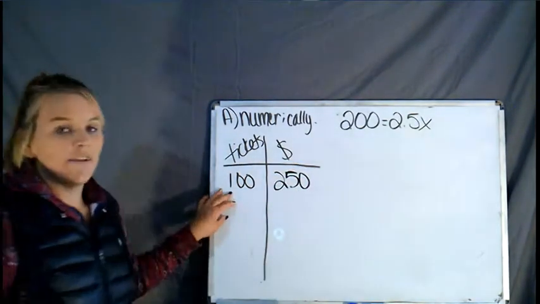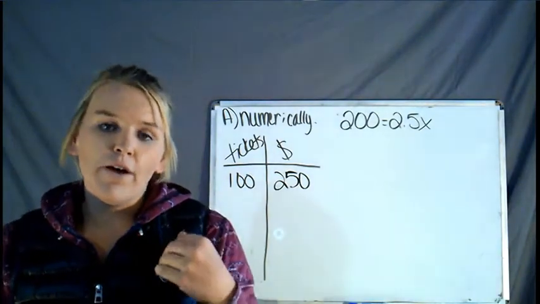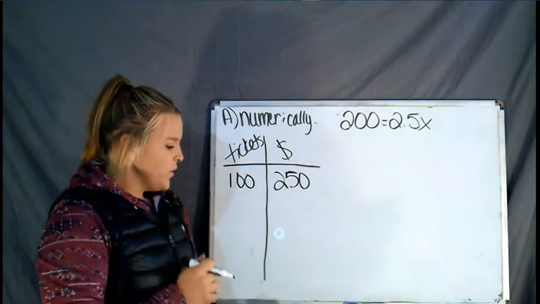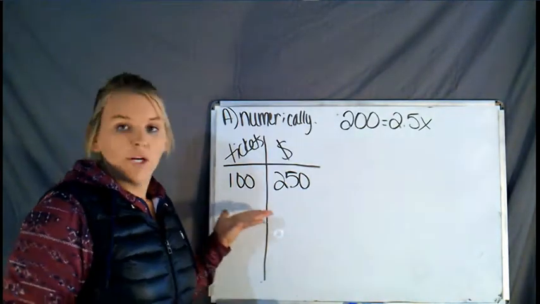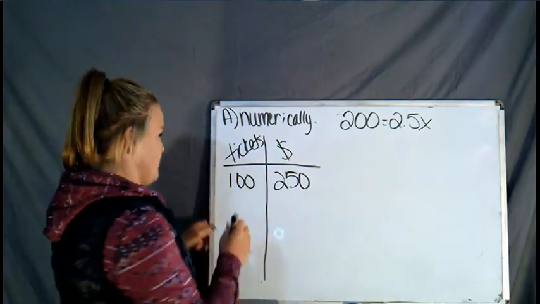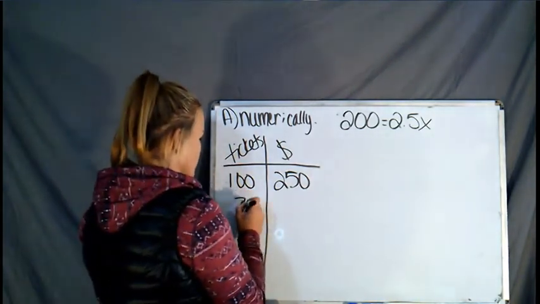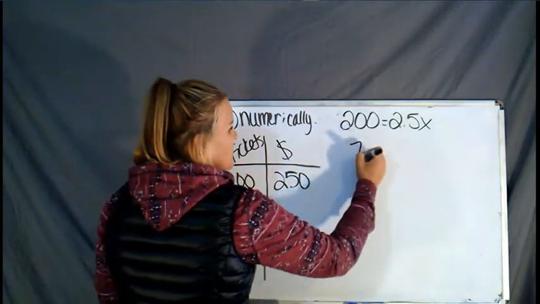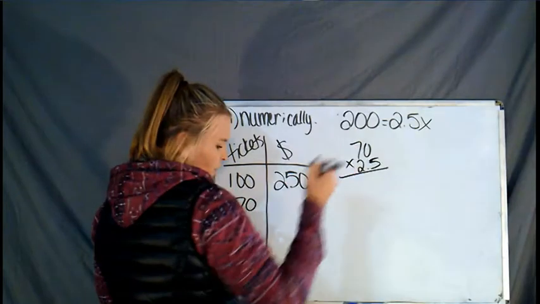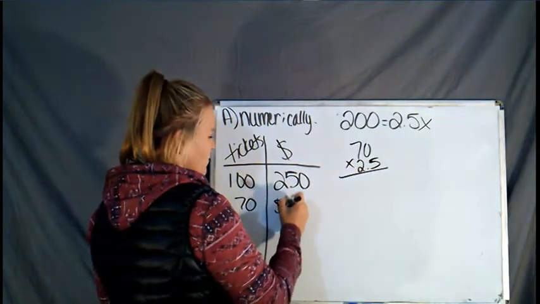So now that I have guessed that, I need to either increase or decrease my value, depending on which gets us closer to our outcome of 200. So obviously, 100 is too big, so I'm going to move it down, and I'm going to put a guess of 70. And if you go 70 times 2.5, we're going to get 175.